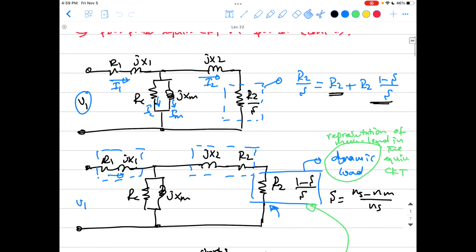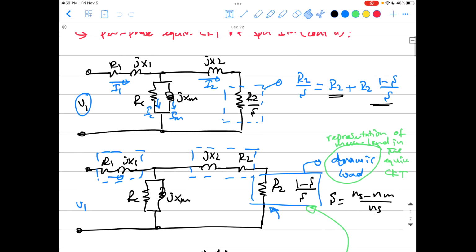So it's actually the same circuit here, but rather than just having R2 over S, which was called the dynamic load, we can separate it into two parts, R2 plus R2 (1 minus S) over S. So we can have R2 separated, which is the internal resistance of the rotor winding per phase, obviously, and R2 (1 minus S) over S, what we call the dynamic load.